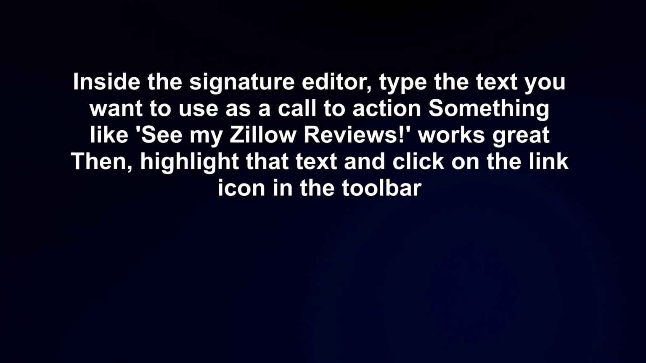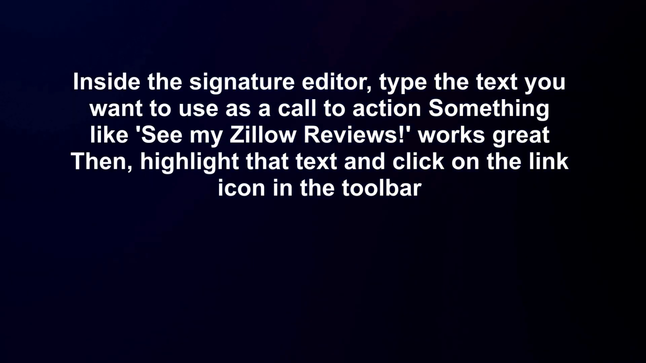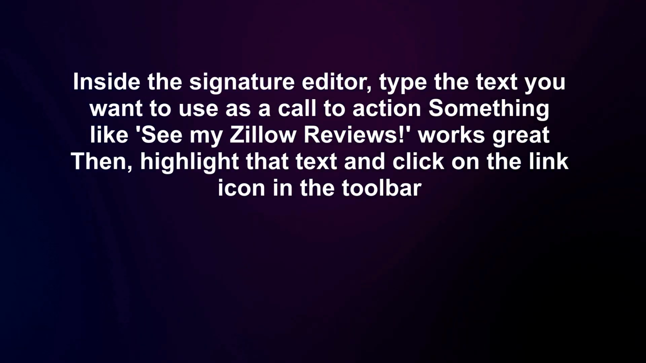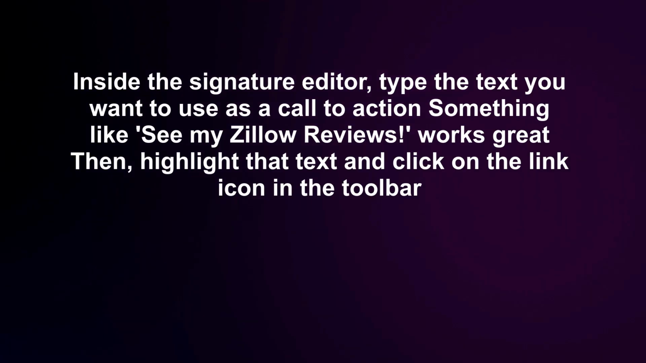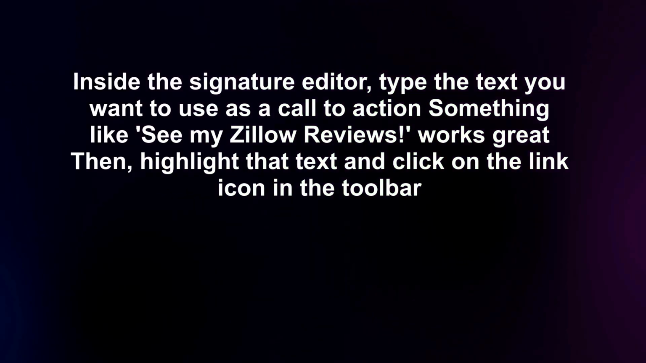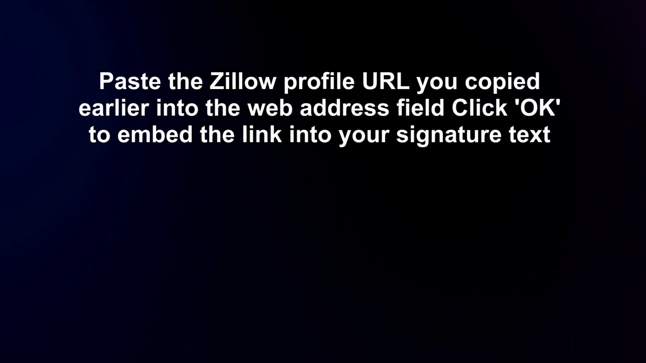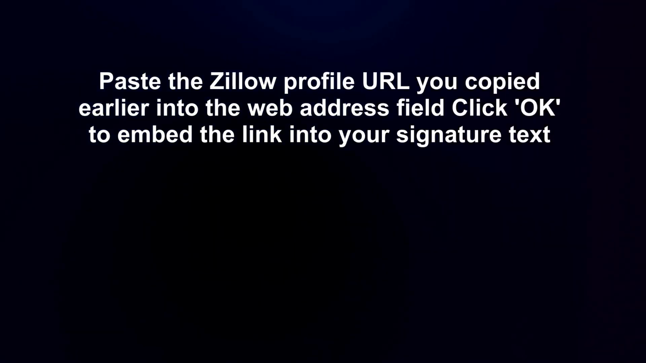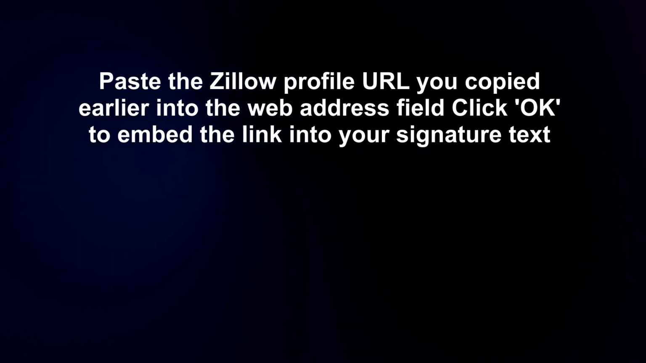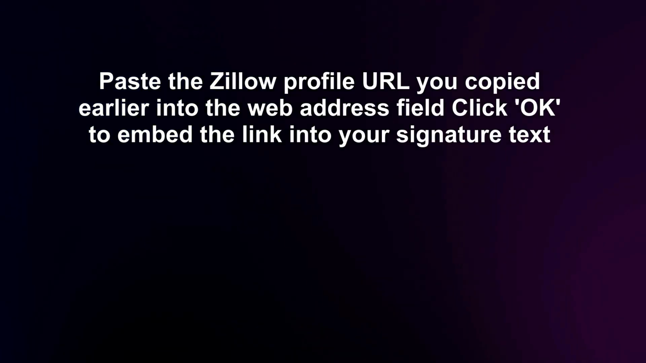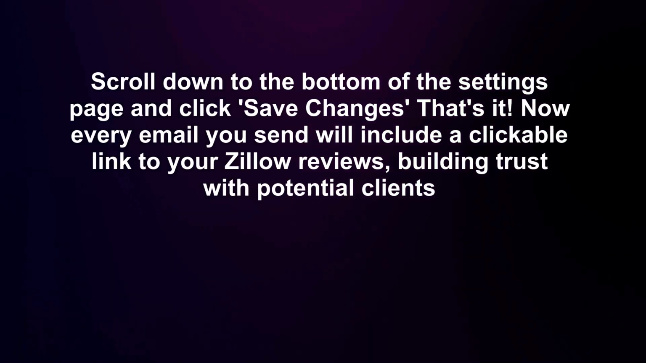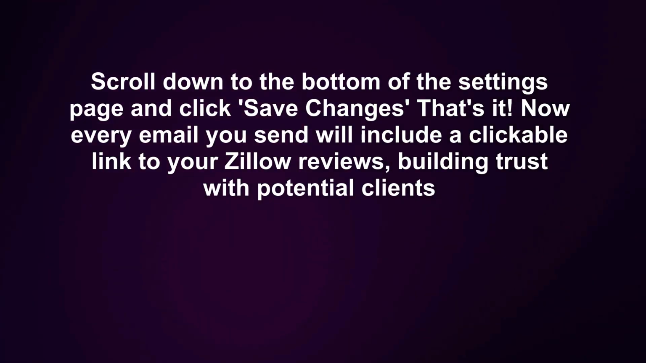Inside the signature editor, type the text you want to use as a call to action, something like "See my Zillow reviews." Works great. Then, highlight that text and click on the link icon in the toolbar. Paste the Zillow profile URL you copied earlier into the web address field. Click OK to embed the link into your signature text. Scroll down to the bottom of the settings page and click Save Changes.